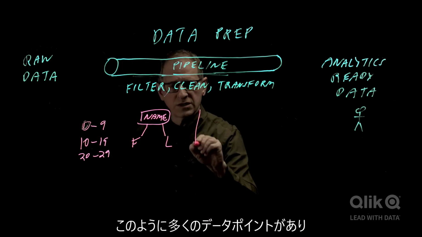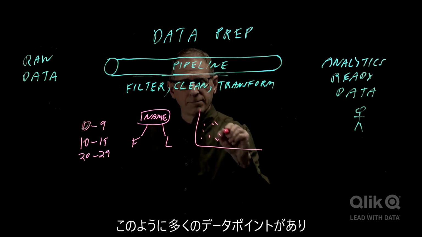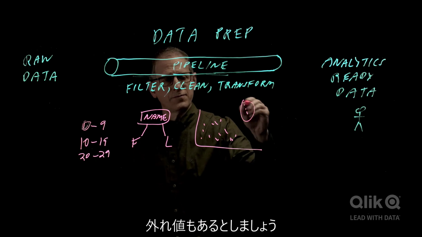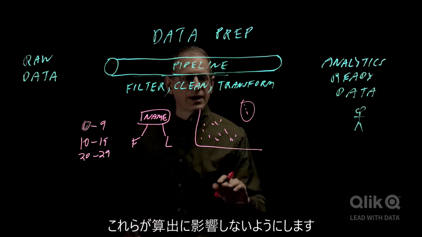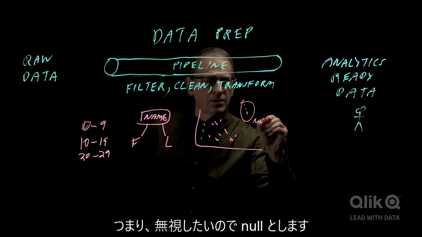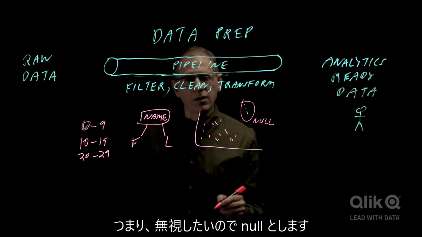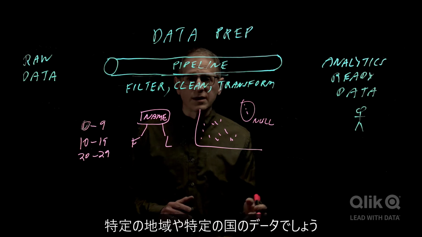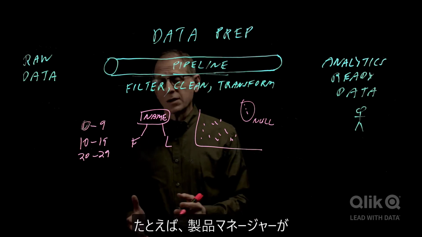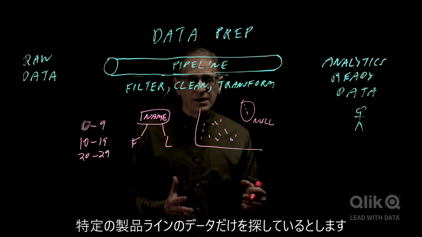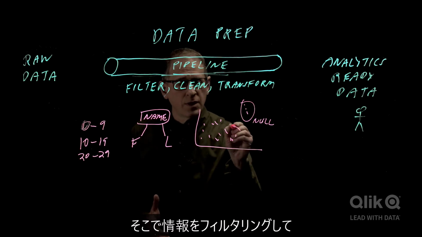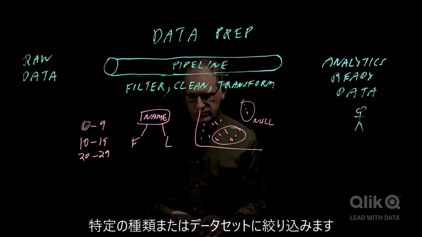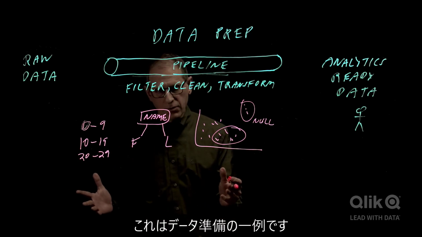Let's say I have a whole bunch of data points, and perhaps these outliers here, I don't want them to affect my calculations. So I want them to be disregarded, so I call them null. Perhaps I'm only looking for data for a particular region, like a particular country. Maybe I'm a product manager who only looks at data for a particular product line. So you may be filtering the information only for a certain set of data. These are all examples of data prep.